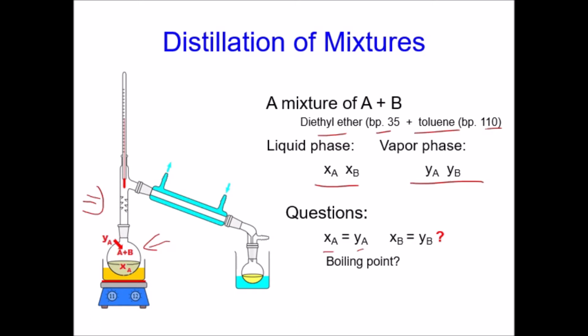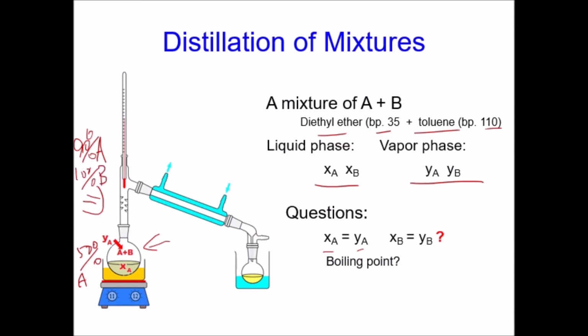Okay, so assume we have a solution with 50% of A and 50% of B. When you heat the solution, it starts to vaporize, and assume A is more volatile, has a low boiling point, then in the gas phase, we may expect more A. So let's say 90% of A in the gas phase. Why? Because A is more volatile, so it goes more to the gas phase than B. So in the gas phase, we may only have 10% of B.